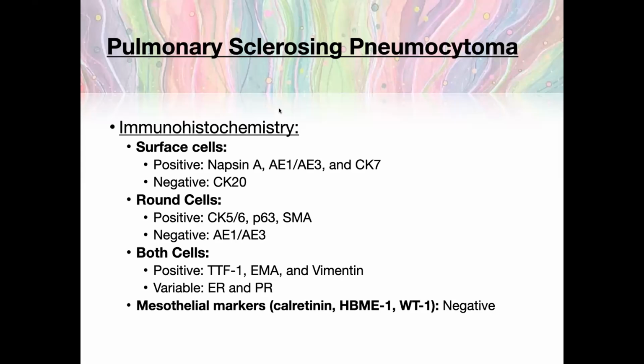In a study by Malecki et al., surface cells were immunoreactive for CK, AE1, AE3, EMA, TTF1, CK7, and Napsin A in 100% of their histologically confirmed PSP cases, and negative for CK20. The round cells showed immunoreactivity for TTF1, EMA, CK56, P63, and SMA in 100% of their PSP cases, with all being negative for AE1 and AE3. Mesothelial markers such as calretinin, HbME1, and WT1 were absent in all cases.